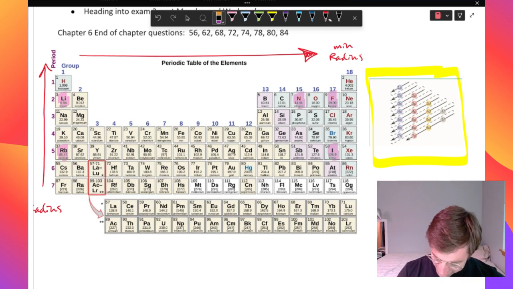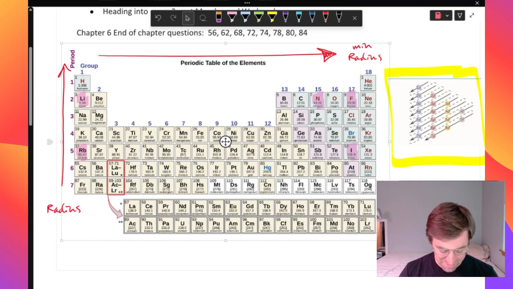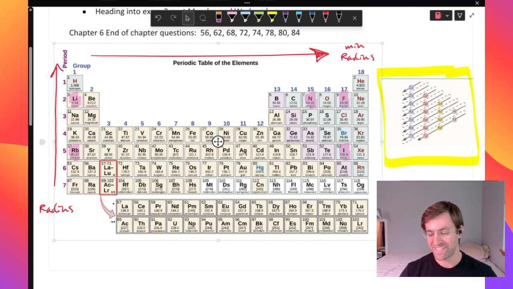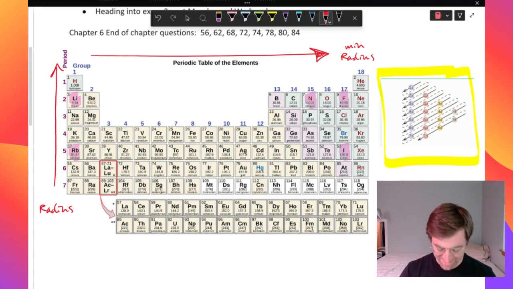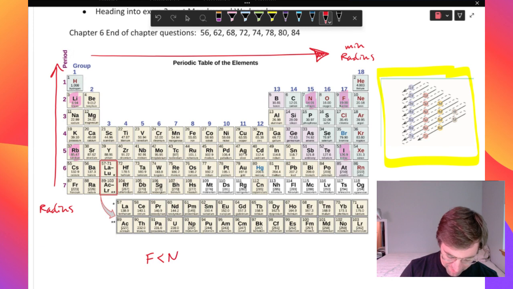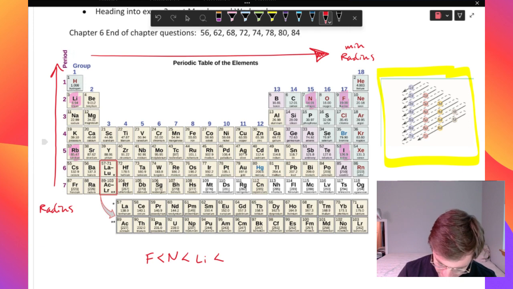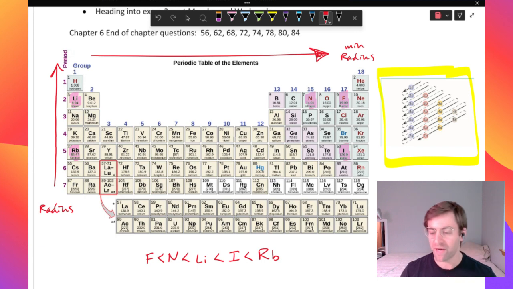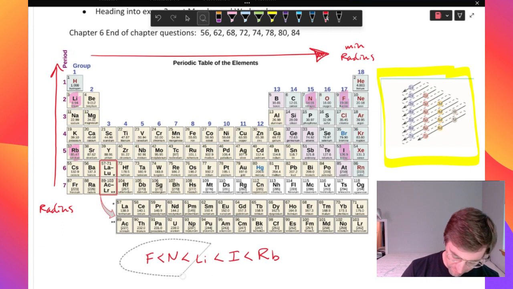So I was doing this in terms of electronegativity because, oh, you can't even see this because I'm putting it behind my head. That's fine. No mistakes were made whatsoever. I was sorting these by electronegativity, which would be the exact opposite trend of atomic radius. So fluorine was our smallest radius, followed by nitrogen, followed by lithium, followed by iodine, and rubidium. Rubidium would be our largest, our greatest radius.